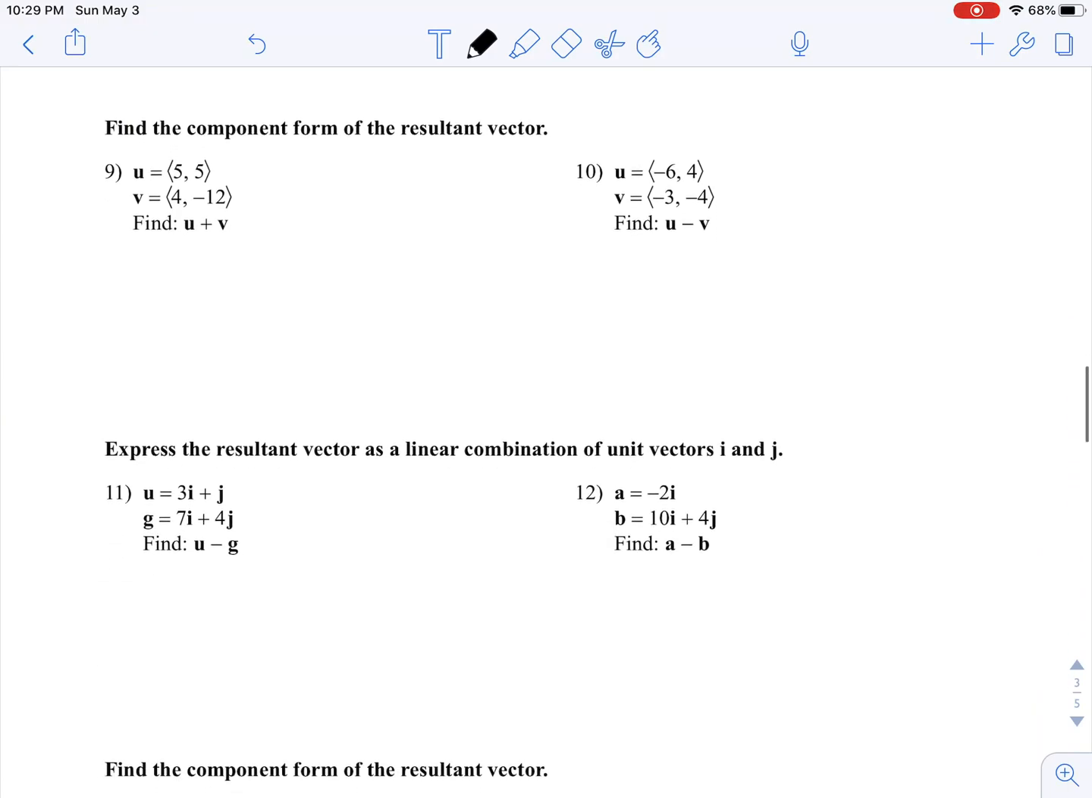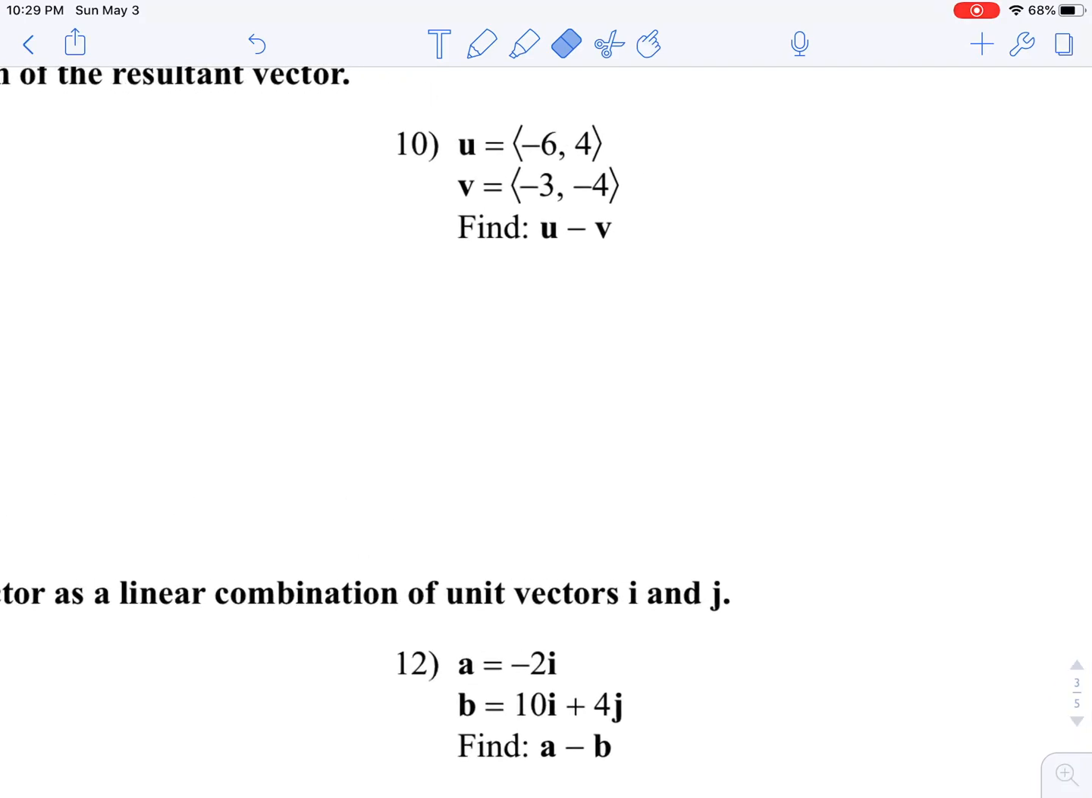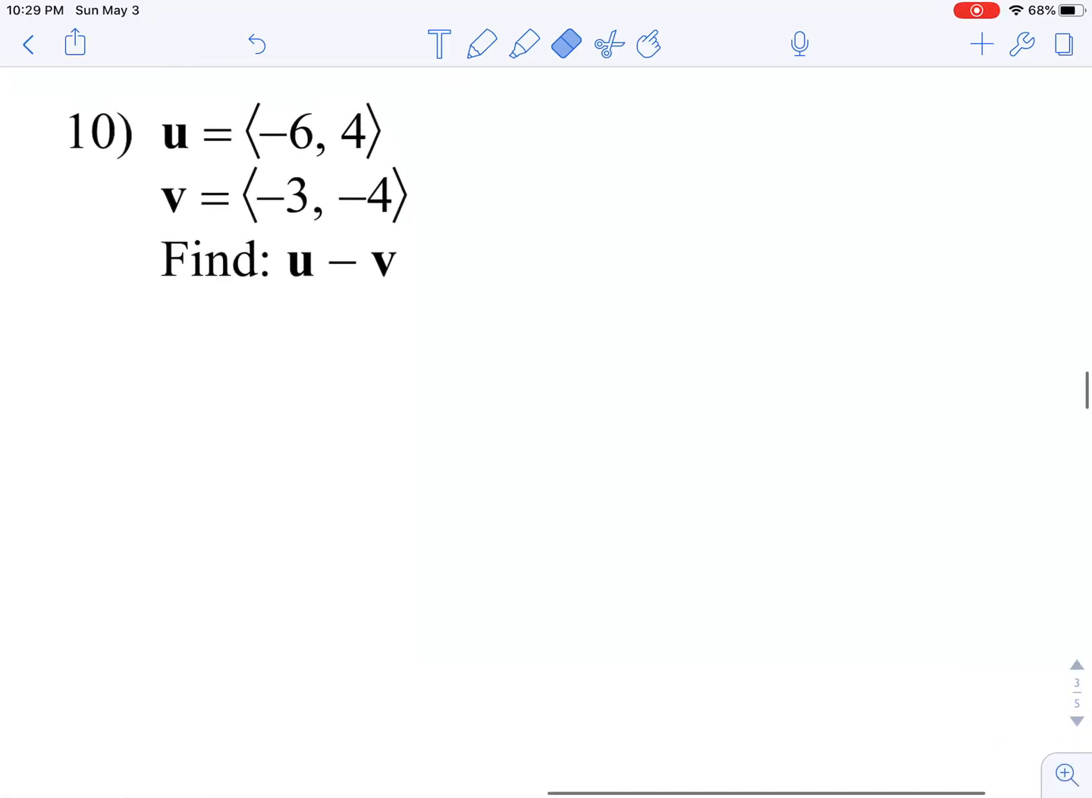Now we're getting into addition and subtraction. Look, this one's addition, this one's subtraction. So I'm not going to do an example of each. I'm going to leave some of it up to you to figure out. But how do I subtract these vectors? Well, one way to do it is like this.